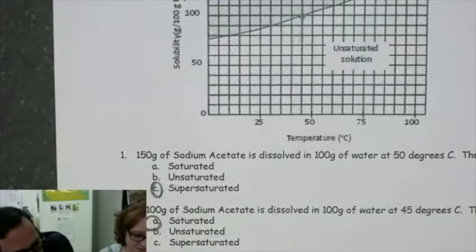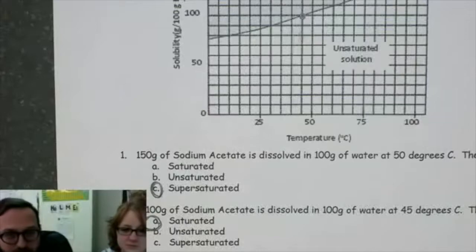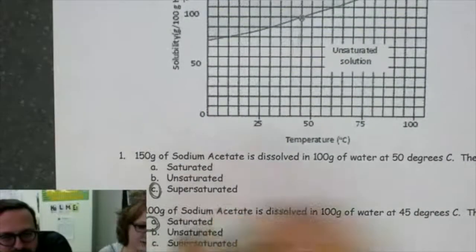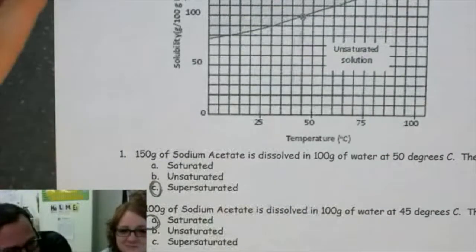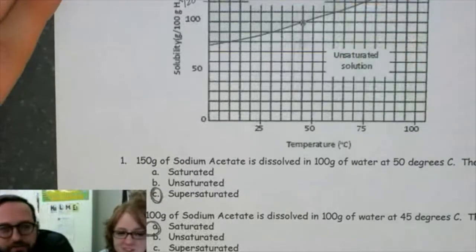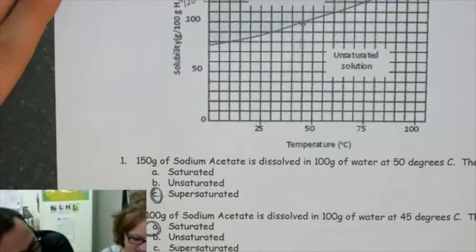So if you tried question number 3, 150 grams of sodium acetate is dissolved in 100 grams of water at 50 degrees Celsius. It might look very similar to question number 1. Therefore being supersaturated. Supersaturated. It's the exact same question. So you might have put a dot on top of that dot that you already had up there, and if you did it right. Question number 4.